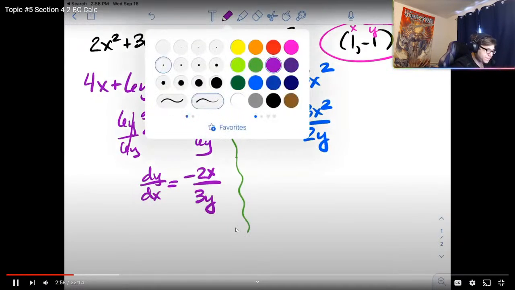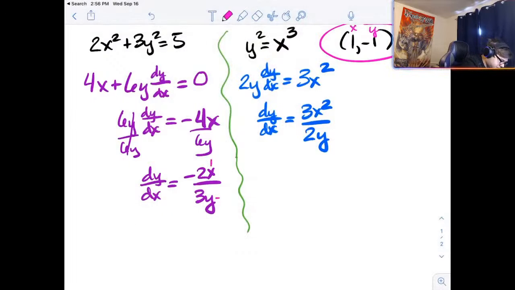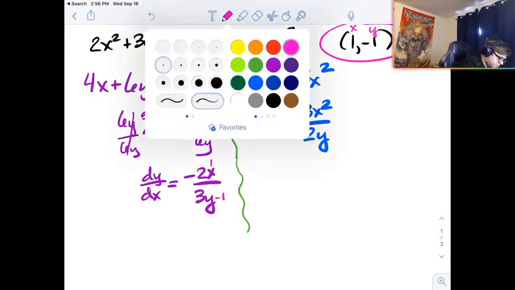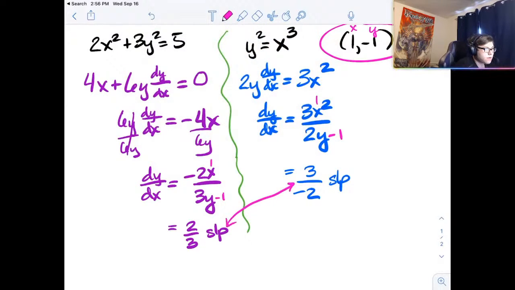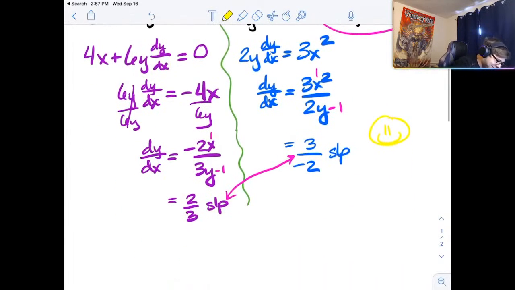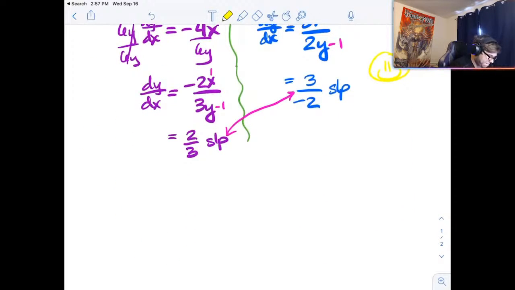Okay. If I plug in a 1 right here for x and a negative 1 right here for y, it would give me a negative divided by a negative, which would be a positive 2/3 slope. Over here, if I plug in 1 for x and negative 1 for y, it would wind up giving me a 3 over negative 2 slope. And look at that, you guys. By definition, we have an opposite reciprocal relationship with the slope right there at the point of intersection. So I think we can give ourselves a smiley face for a job well done. We have proven that the tangents meet at right angles, that the curves are orthogonal at their intersection point.